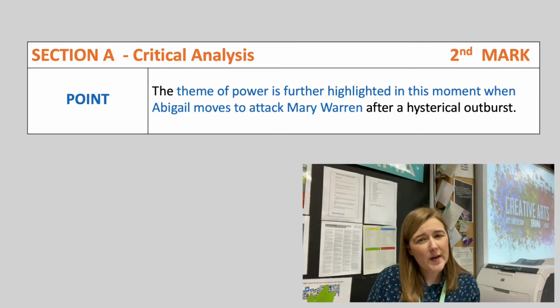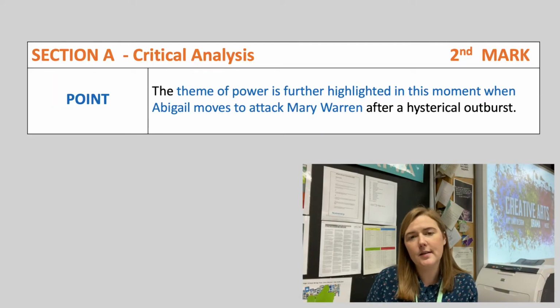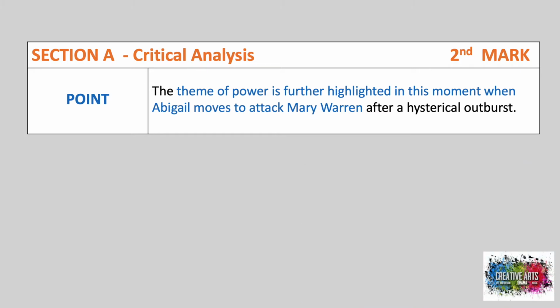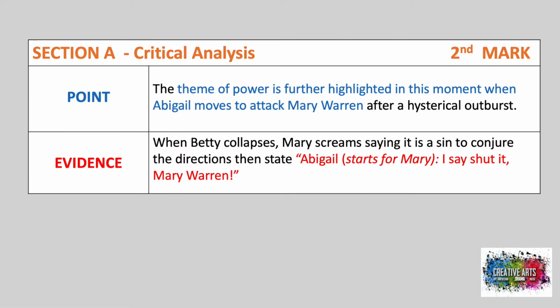We're going to use the same structure, point, evidence, analysis. Start by making a point. Now the question asks about a theme that's highlighted in a key moment. So we need to make sure that we stay within a particular kind of 40-second time frame because that's your key moment. So you're looking for another example in that moment that the theme is highlighted or demonstrated. The theme of power is further highlighted in this moment when Abigail moves to attack Mary Warren after a hysterical outburst. Then provide evidence to prove your point.